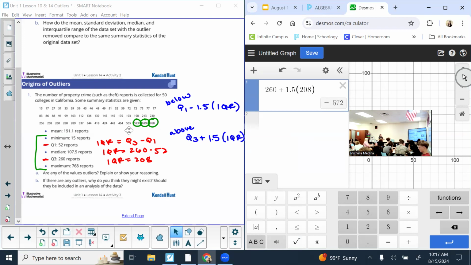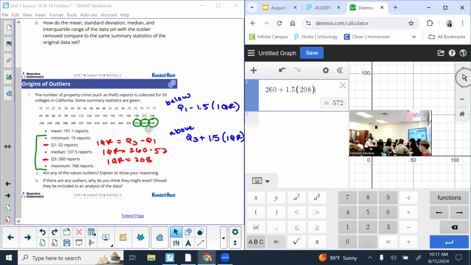So are classmates correct in choosing those 3? 593, 699, 768, are those all above 572? So yes, all 3 of those are outliers, good. 555 is not, because it would be smaller than our threshold. Make sense?